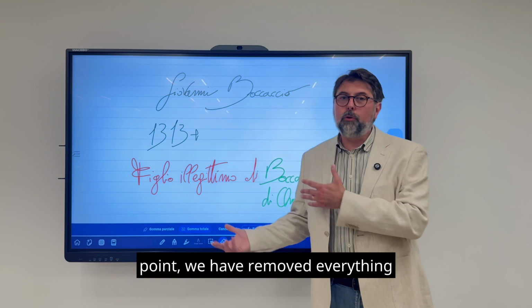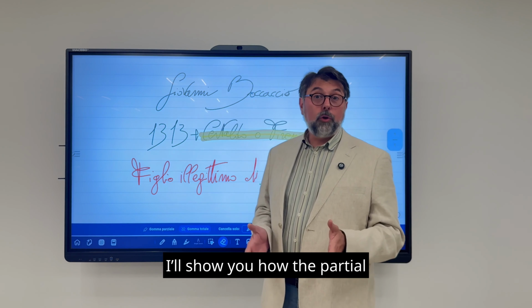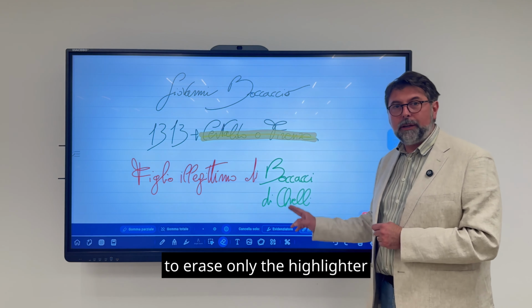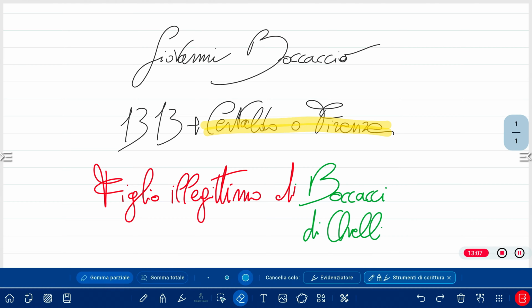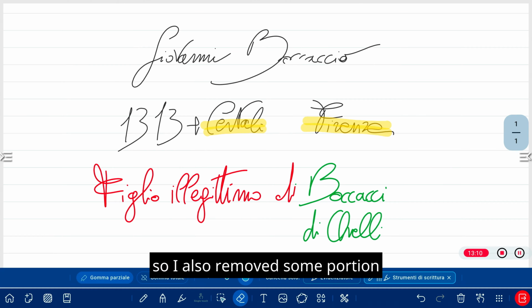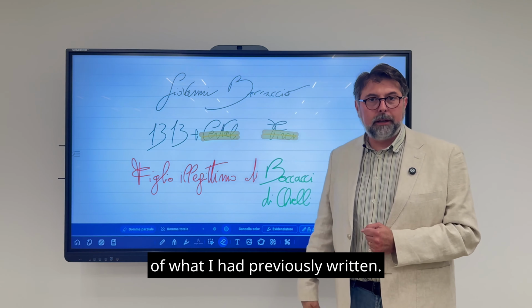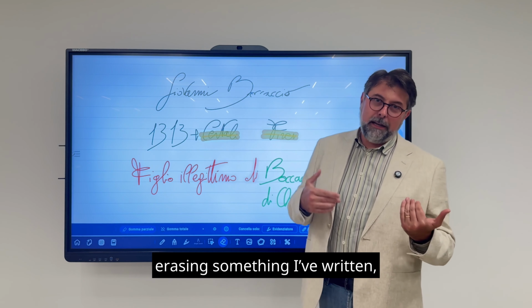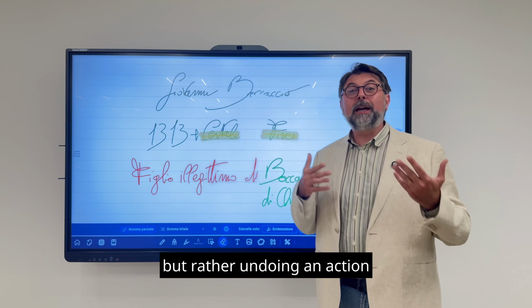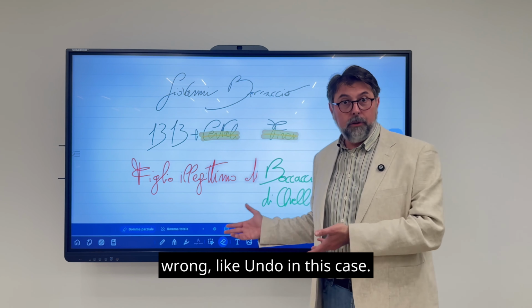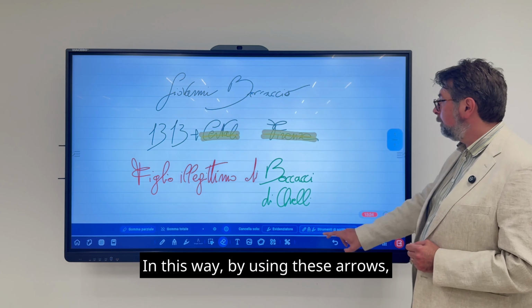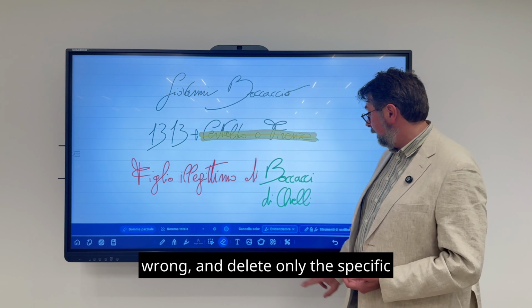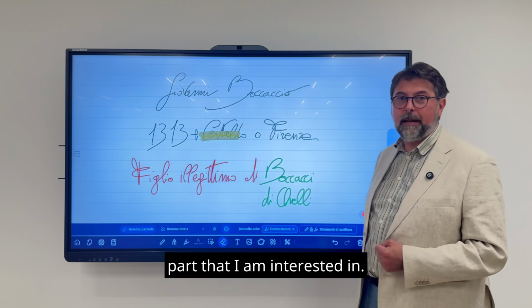At this point, we have removed everything we had written. I'll show you how the partial eraser works as well. In this case too, I can decide whether to erase only the highlighter or all the tools. The selection was set to all tools, so I also removed some portion of what I had previously written. And here the third erasing tool comes into play. It's not about erasing something I've written, but rather undoing an action I've carried out that might be wrong, like undo in this case. In this way, by using these arrows, I can return to the initial situation. I can correct whatever I got wrong and delete only the specific part that I am interested in.